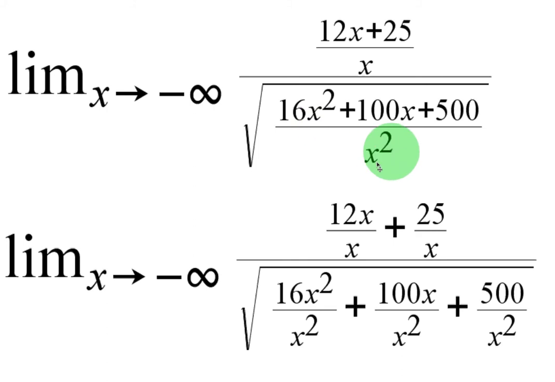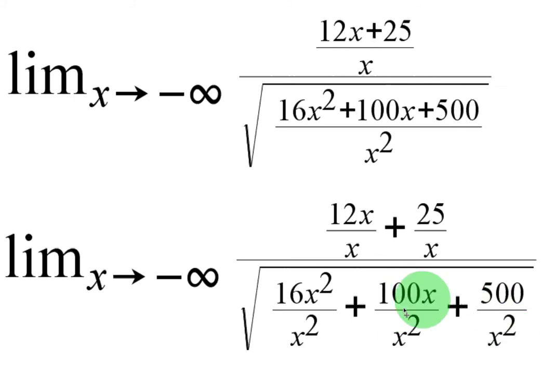Now what I'm going to do is distribute this x squared into each of these three terms. So it's going to be 16x squared over x squared, 100x over x squared, and 500 over x squared. And now the top is going to be easy to simplify. I could have done that first. It doesn't matter either way. Okay, so now I can see that these x squareds are going to cancel. This is going to become x on bottom, and this is going to remain x squared.